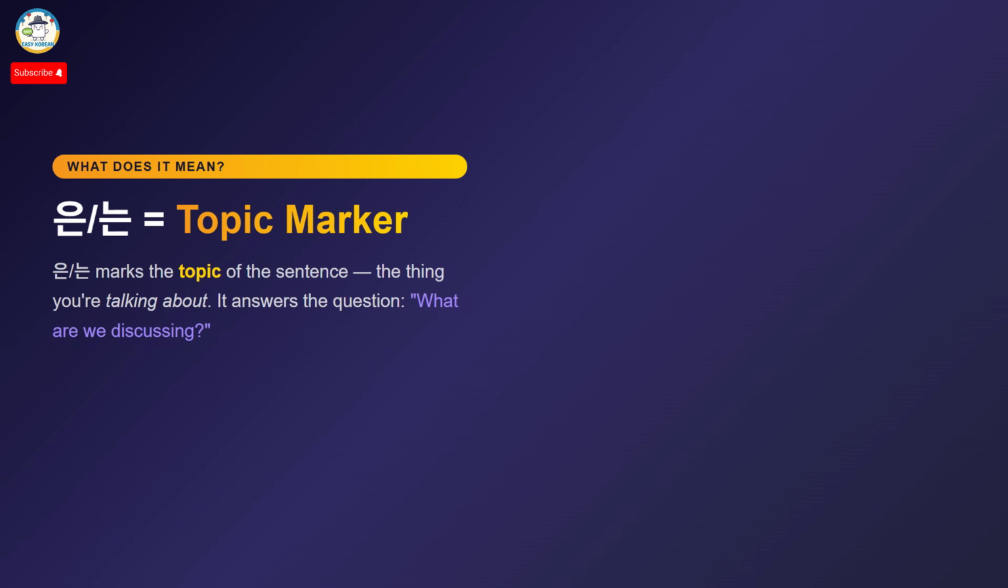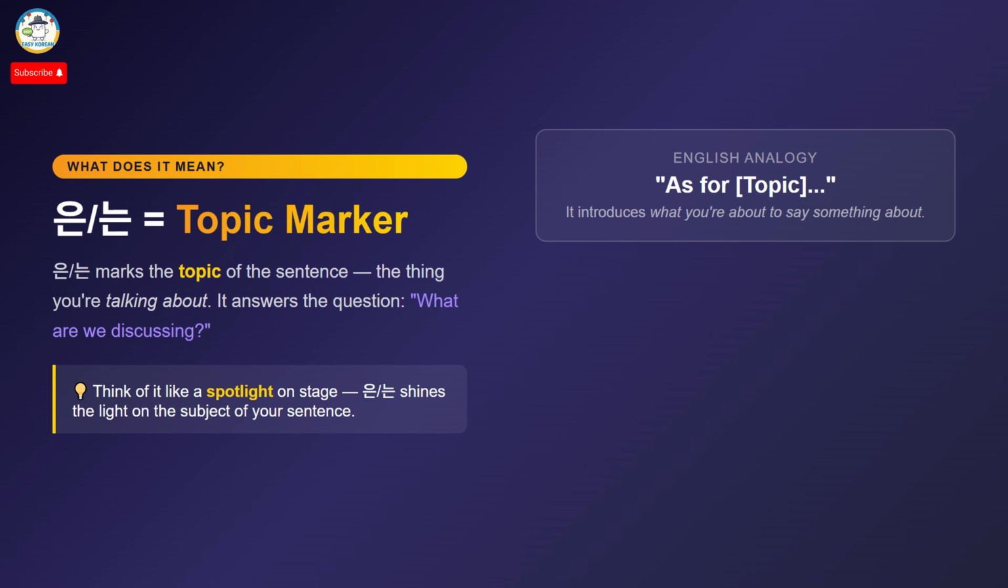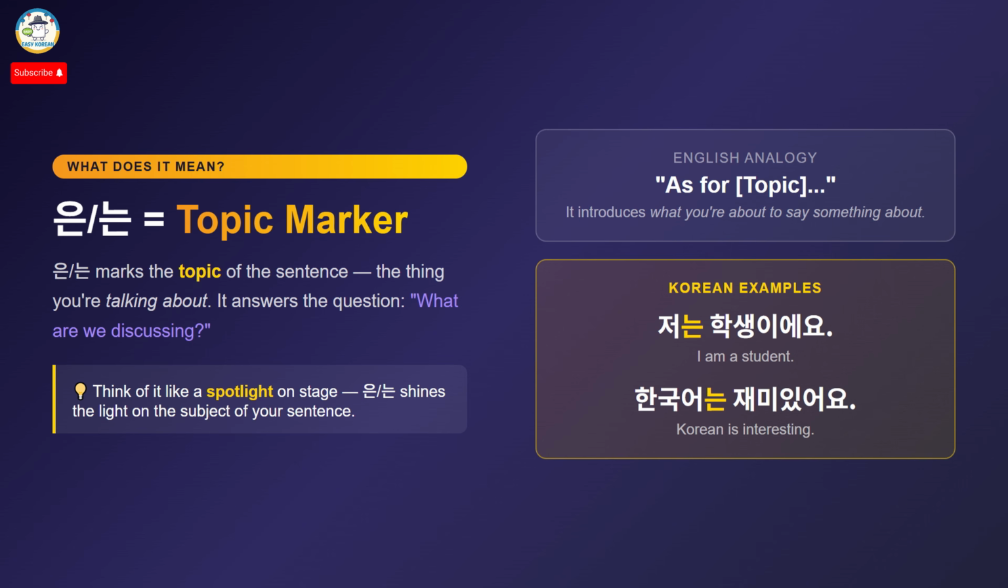So, what exactly does un, neun mean? In Korean, un and neun are called the topic particle. They attach to a noun to mark it as the topic, the thing you're talking about in the sentence. Think of it like a spotlight on a stage. When you attach un or neun to a noun, you're pointing that spotlight directly at it, saying, this is what we're discussing right now. In English, there's no direct equivalent, but you can think of it as for, or simply the main subject being introduced. Let's look at two real Korean examples.